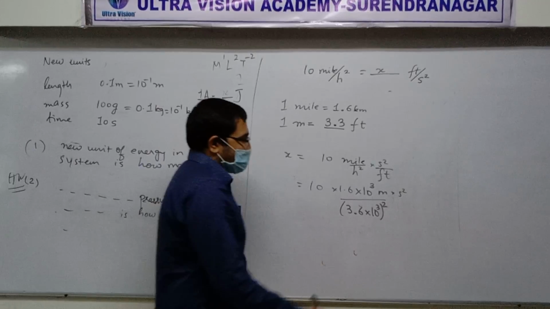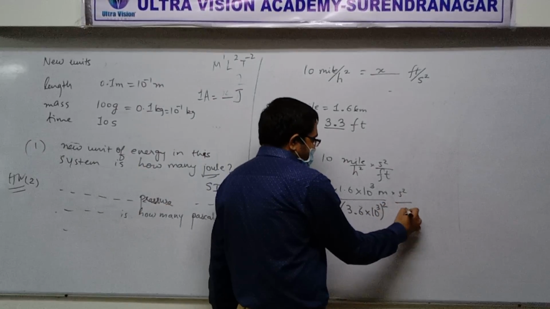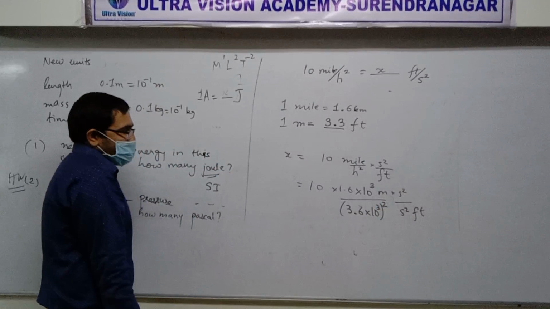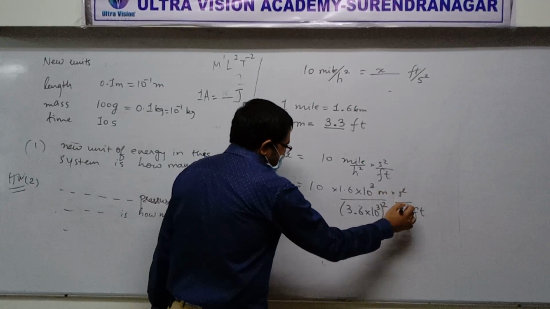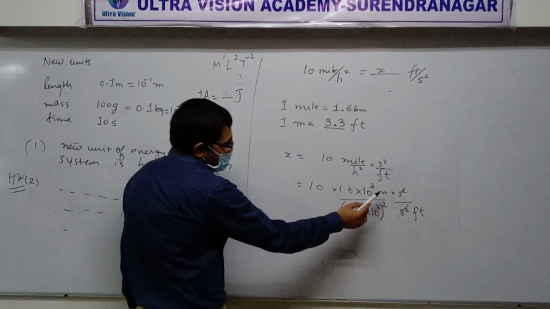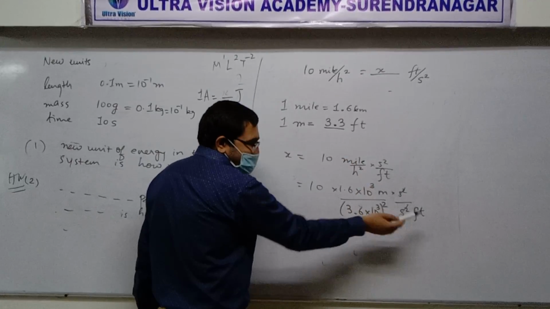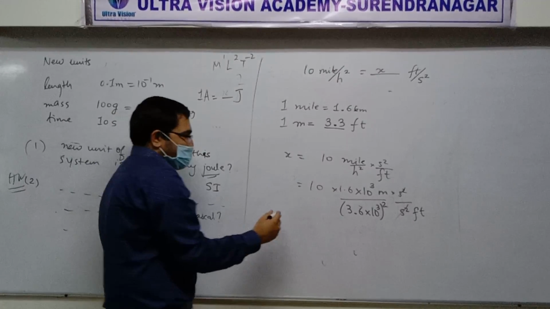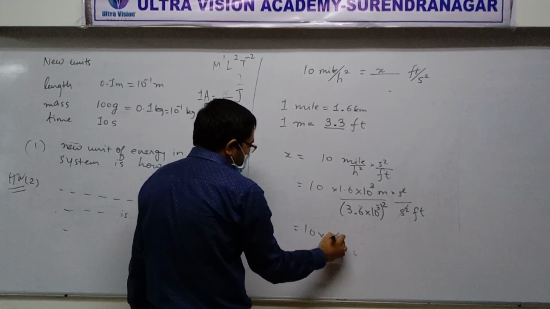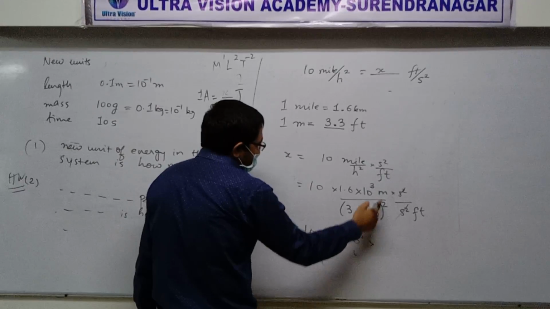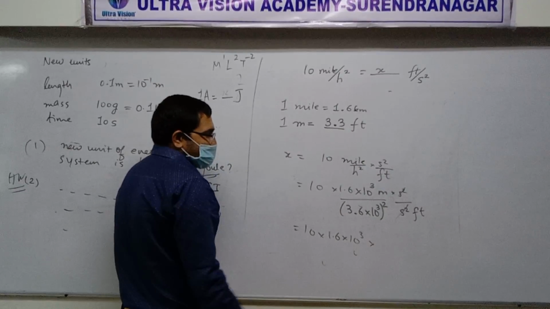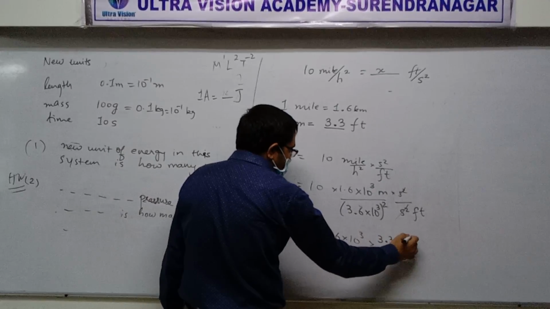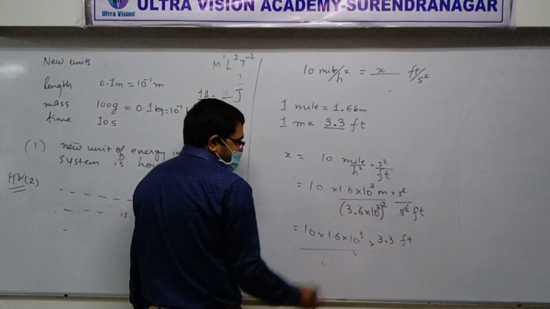X squared. Okay, so if I do it that way, then I'll get this is s squared and this foot is still there. Right? So second squared will get cancelled. But still, we have to convert meter to foot. I hope you realize that. Yes or no? Okay, so now 10 into 1.6 into 10 raised to 3. 1 meter is how many foot? So put those values, 3.3 foot. So now foot gets cancelled.